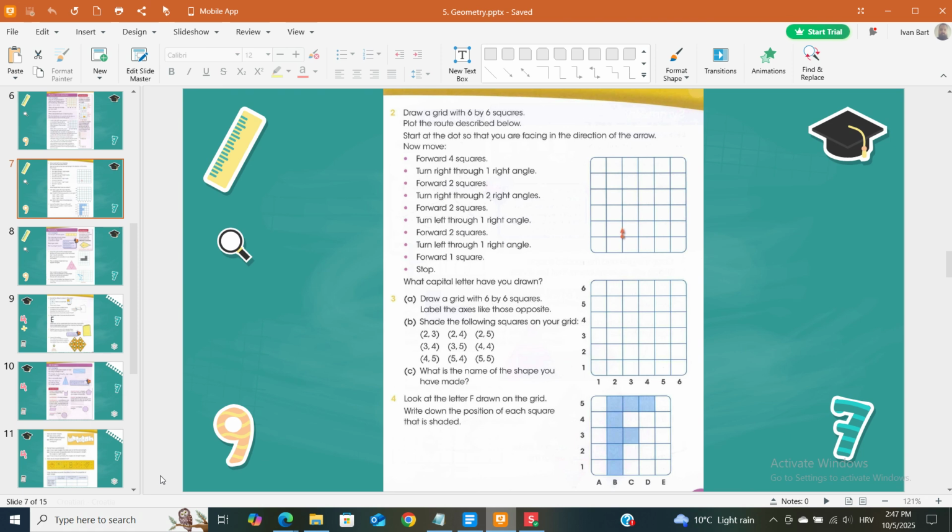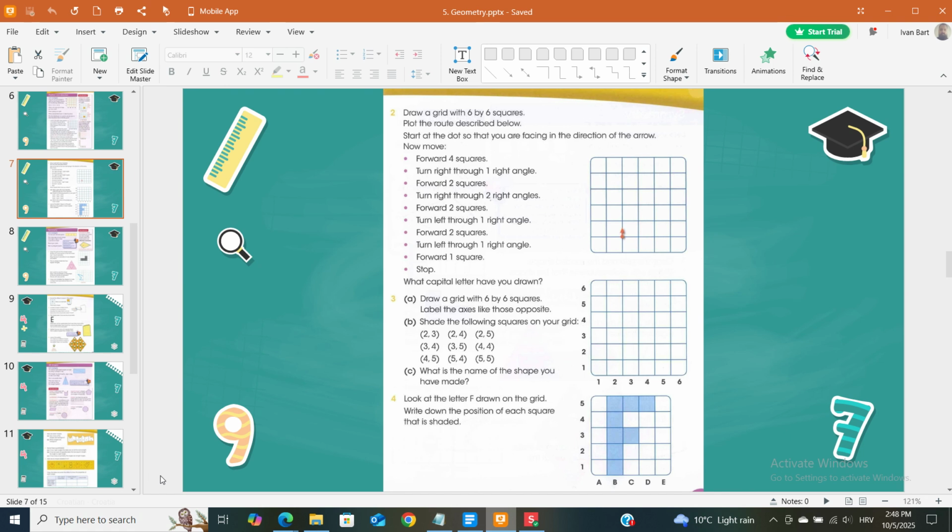(2, 3), (2, 4), (2, 5), (3, 4), (3, 5), (4, 4), (4, 5), (5, 4), (5, 5). C. What is the name of the shape you have made?